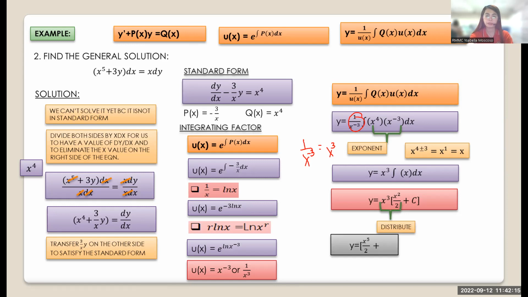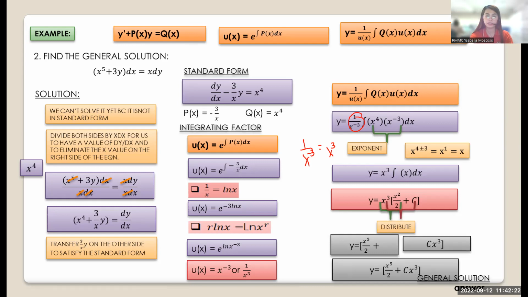That would be y is equal to x raised to 5 over 2 plus c. Okay? So, to generalize, we can conclude that your general solution for this given problem is equivalent to x raised to 5 over 2 plus c x raised to 3. And that is your general solution.